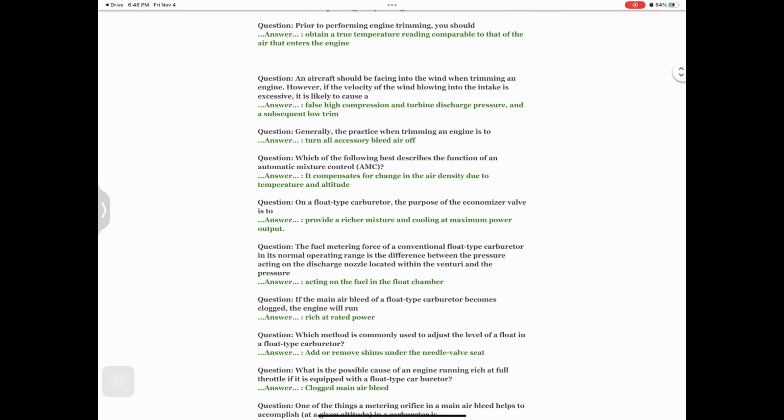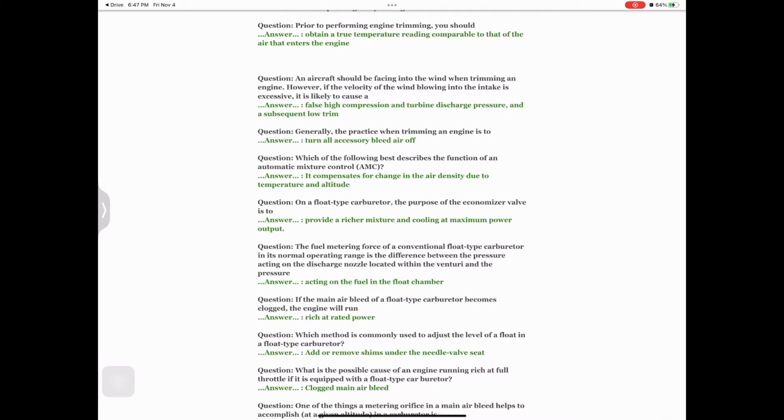Question: prior to performing engine trimming, you should answer: obtain a true temperature reading comparable to that of the air that enters the engine. Question: an aircraft should be facing into the wind when trimming an engine. However, if the velocity of the wind blowing into the intake is excessive, it is likely to cause answer: false high compression and turbine discharge pressure, and a subsequent low trim. Question: generally, the practice when trimming an engine is to answer: turn all accessory bleed air off.